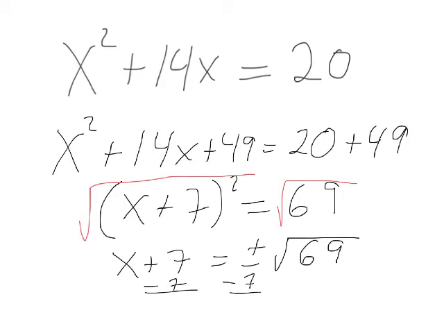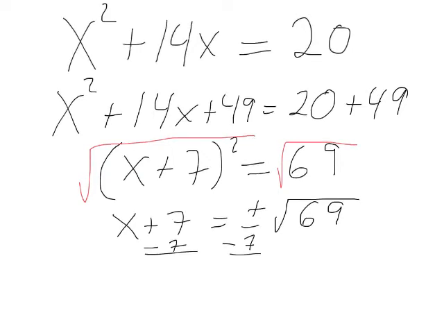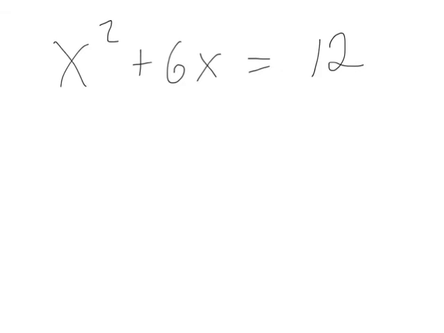My final answer is going to be simply x equals negative 7 plus and minus the root of 69. That's it. Let's go to the next problem. Here we have another one like it.